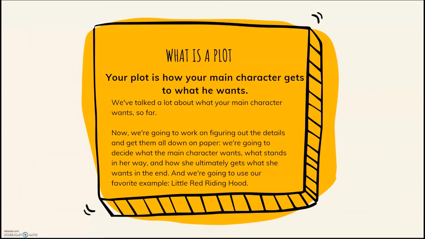So, our plot is how our main character gets to what he wants. We've talked a lot about what our main character wants so far, and now we're going to work on figuring out the details and getting them all down on paper. So we're going to decide what the main character wants, what stands in her way, and how she ultimately gets what she wants in the end. And we're going to use our favorite example that we've been working with every week, Little Red Riding Hood.